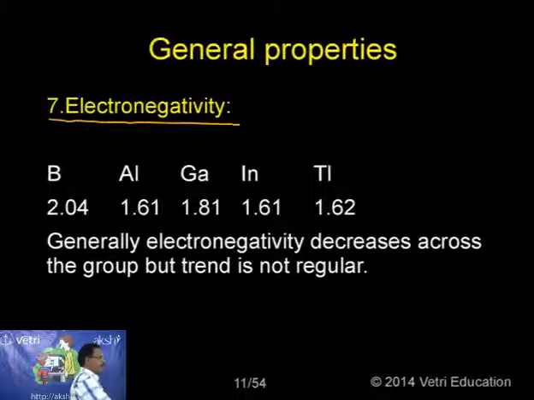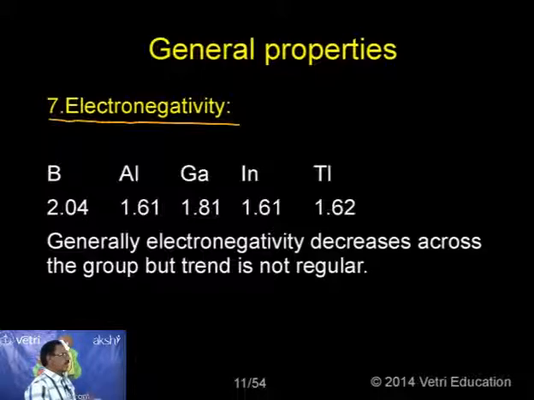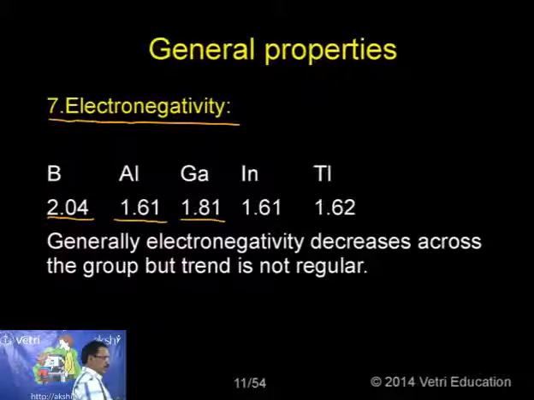Number 7, electronegativity. Electronegativity, this is another interesting periodic property. So just look at the value, boron 2.04, aluminum 1.61, gallium 1.81, indium 1.61, thallium 1.62. So students, you do not necessarily have to memorize the values, but the trend you must memorize.